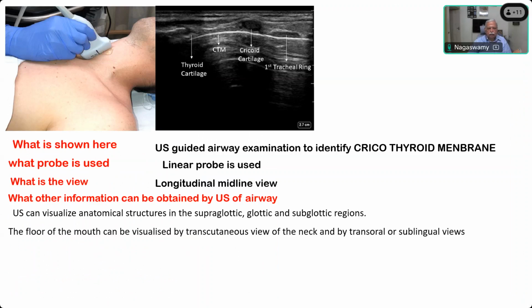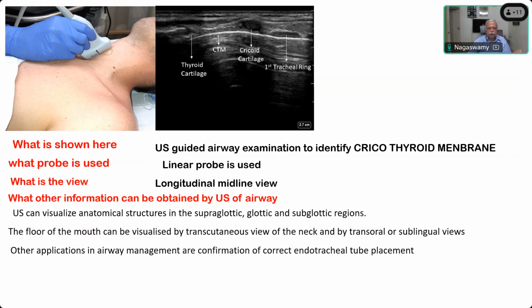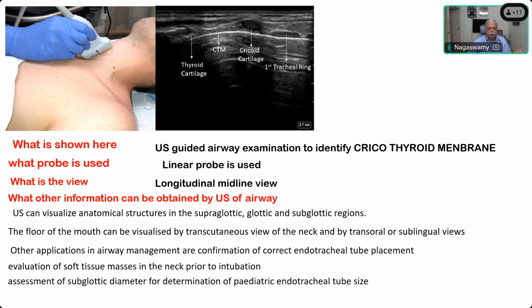The floor of the mouth can be visualized by transcutaneous view of the neck and by transoral or sublingual views. Other applications are confirmation of correct endotracheal tube placement, evaluation of soft tissue masses in the neck prior to intubation, assessment of subglottic diameter for determination of pediatric endotracheal tube size, and percutaneous dilatational tracheostomy. These are the uses. And prediction of post-extubation stridor also can be done using this.